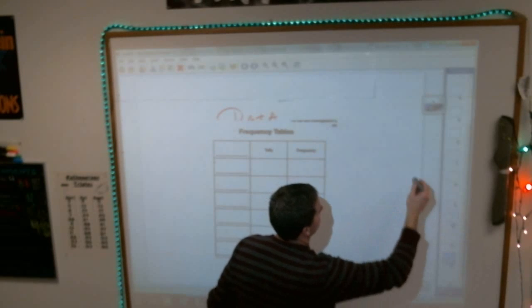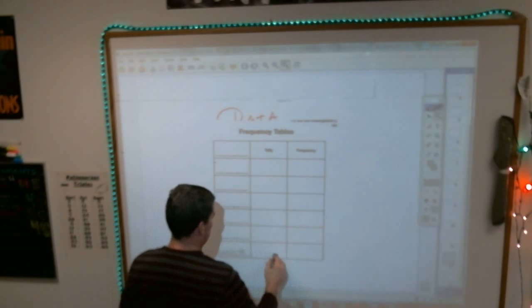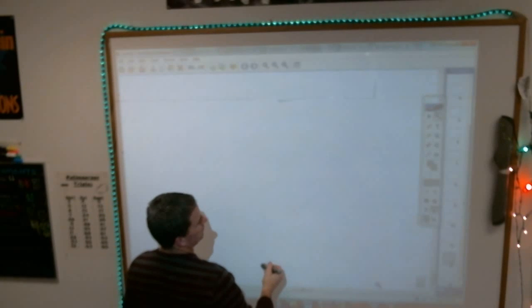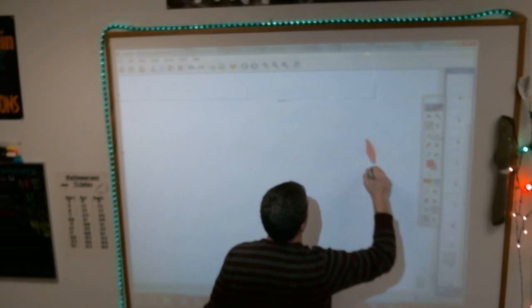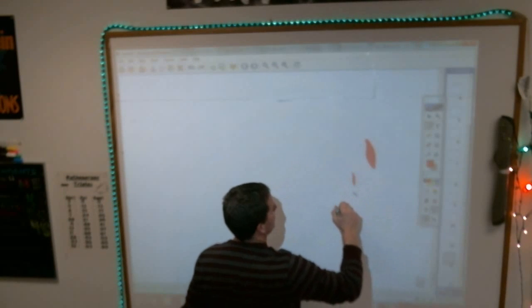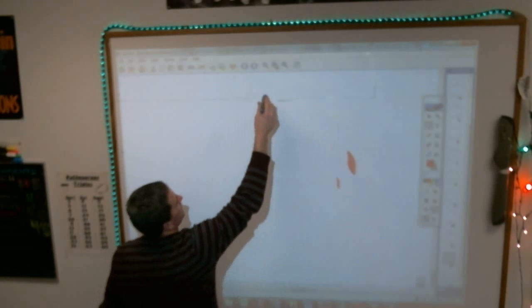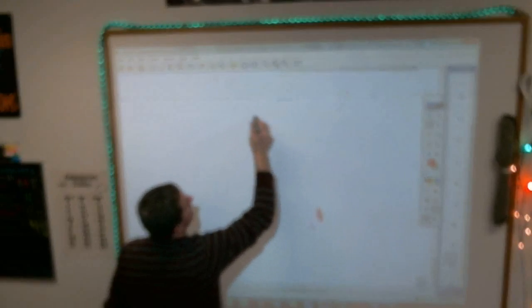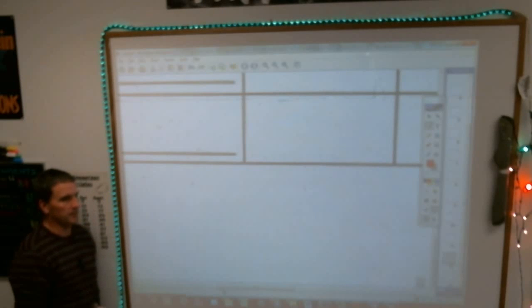So maybe I'll just go to the bottom. I'll go down here at the bottom. A little bit bigger than these. Why not? Yeah, this is a little too big. Well, maybe a little smaller. Maybe a little smaller. That one, right there.